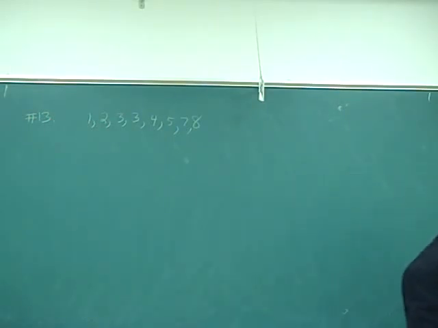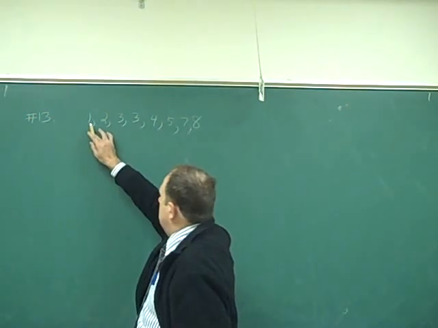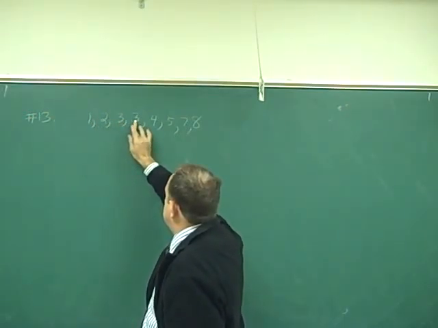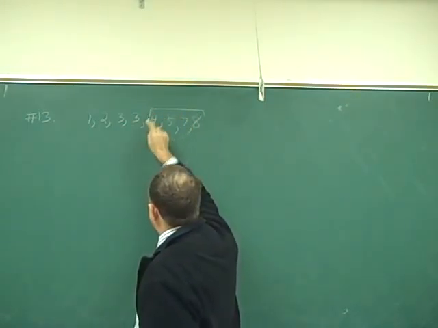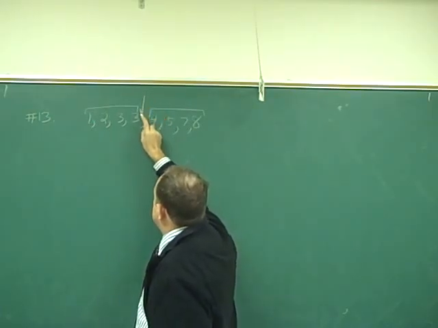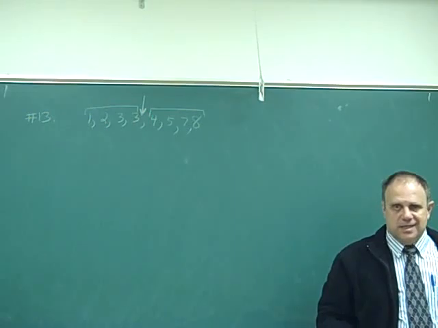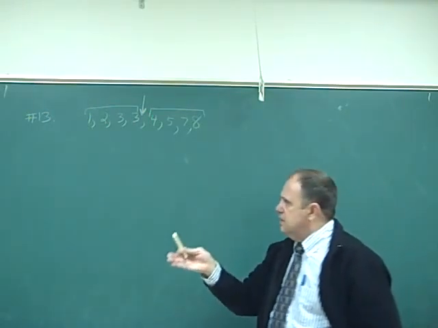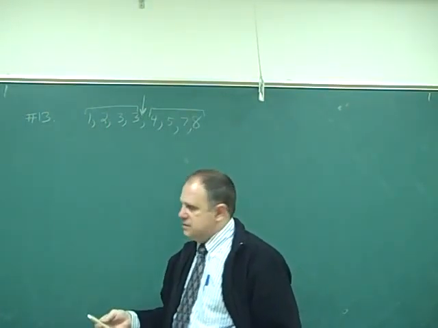So in order to find the median, you have to have this data set in order. Okay? So now we're counting. There's 1, 2, 3, 4, 5, 6, 7, 8. So that means there's going to be 4 to the right and 4 to the left. Because this is an even number, the median is going to be in between the two. And it's the average of the two middle numbers.